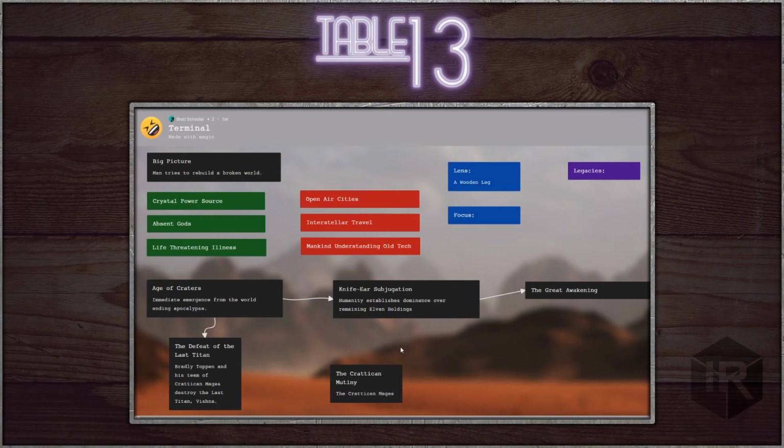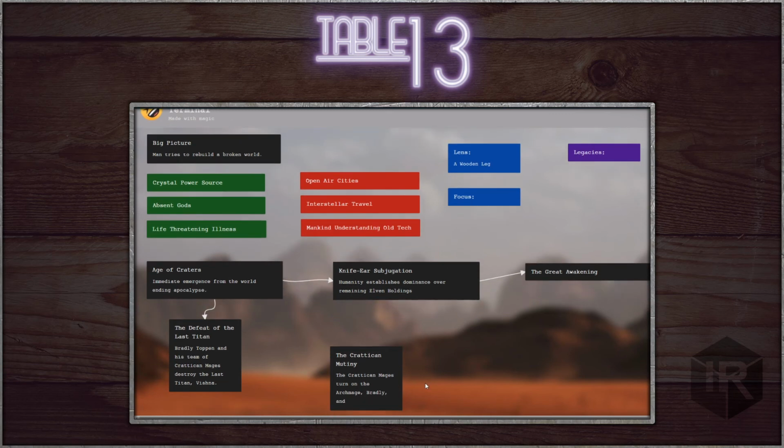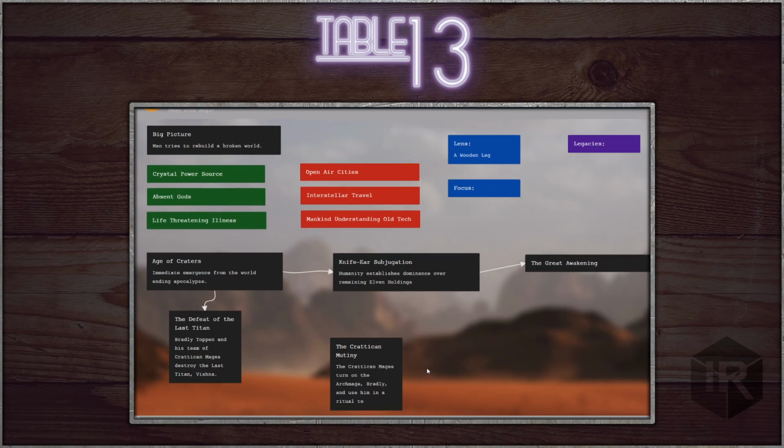Ooh. Sexy. Nice. Oh no. Poor Bradley. I mean, he got a promotion, but also not so great, because he was an archmage yet. I guess we wait until it's all the way written out. I'm assuming this is an event, it seems like.